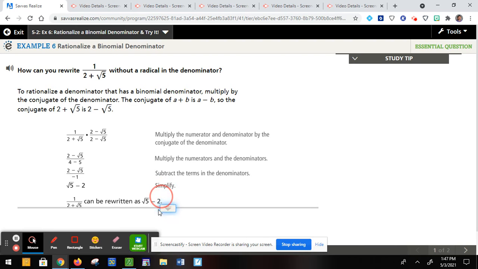Yes, and you end up with -1 as your denominator. 4 minus 5 is -1. And when that's the case, you don't need to leave a negative in the denominator. You can just divide both by -1, essentially. And you end up with root 5 minus 2.